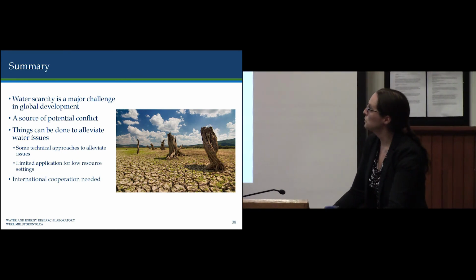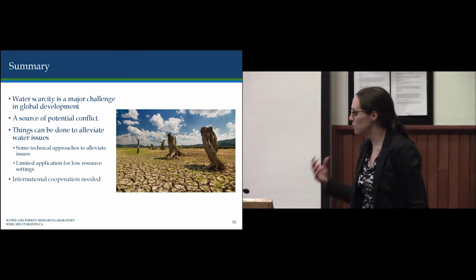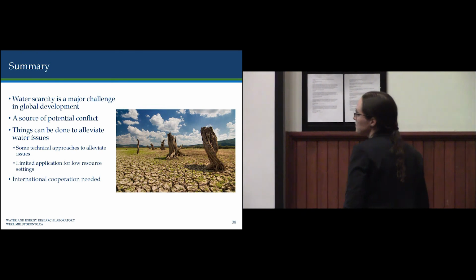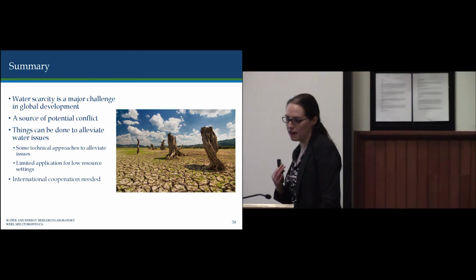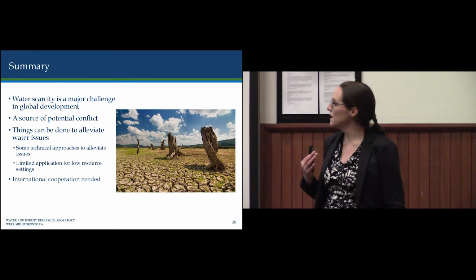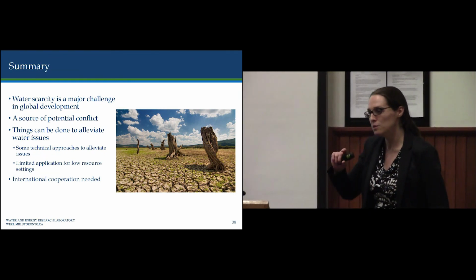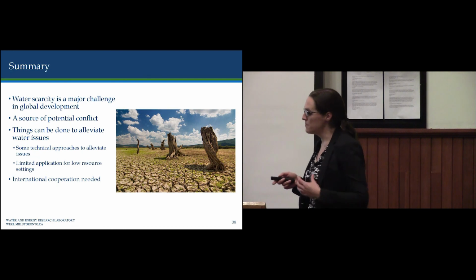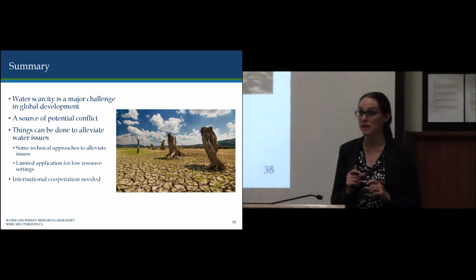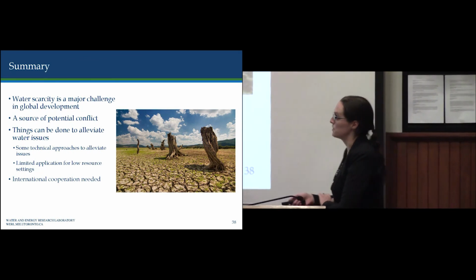Okay, so I'll just quickly wrap up what I was talking about. I talked a lot about water scarcity, which is a big challenge in the context of global development and a potential source of conflict. I talked about how things can be done to help alleviate some of these water issues. There are some technical approaches being developed, looking at desalination, and at ways to use agricultural water more efficiently, because that's really the big driver behind a lot of the water usage. But unfortunately, a lot of those approaches are not really able to reach the really low income bracket, which is where a lot of that water is needed to aid economic development and to raise people out of poverty.